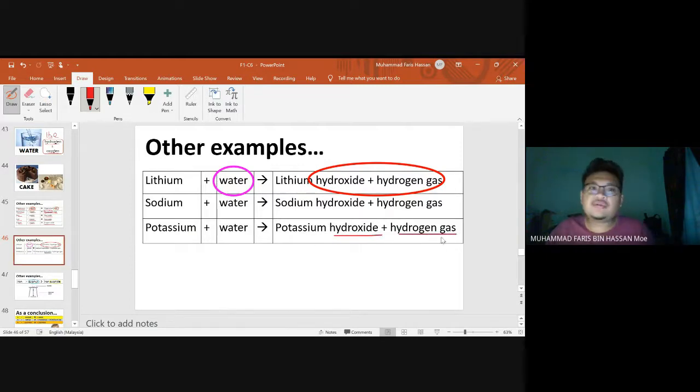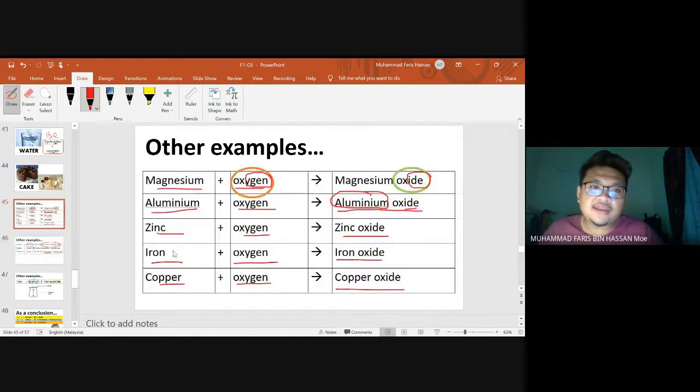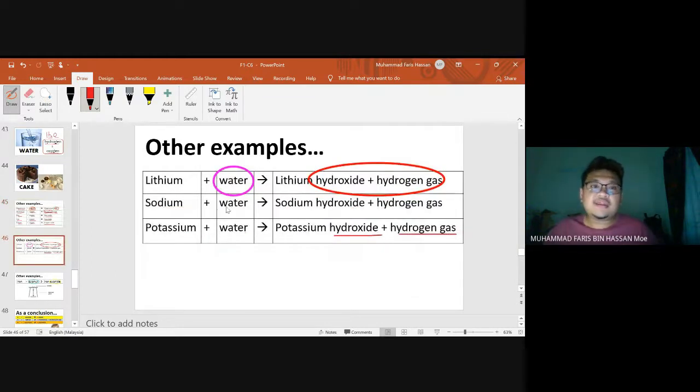So the question now is, if you refer back to this one, magnesium when reacting with oxygen will form magnesium oxide, where we just change the word oxygen to oxide. Oxygen, we change to oxide. But how about this one? Lithium reacts with water and forms lithium hydroxide. So where does this word come from? From water, and then it forms hydroxide. Where does this hydroxide word come from?